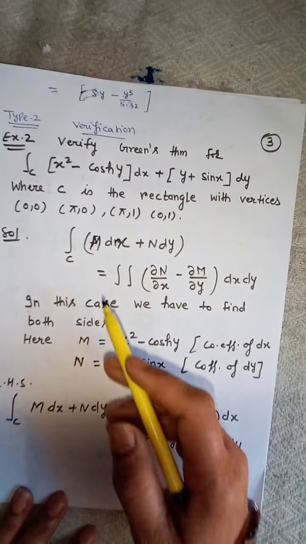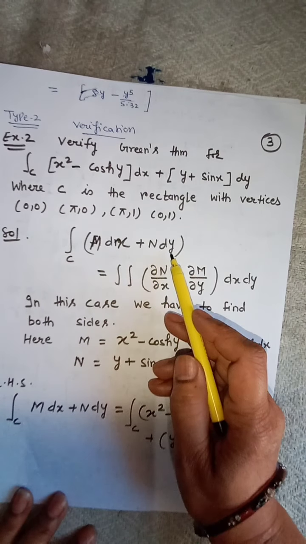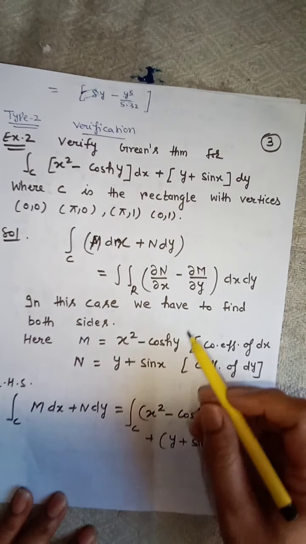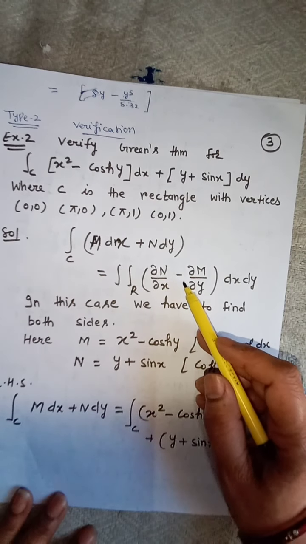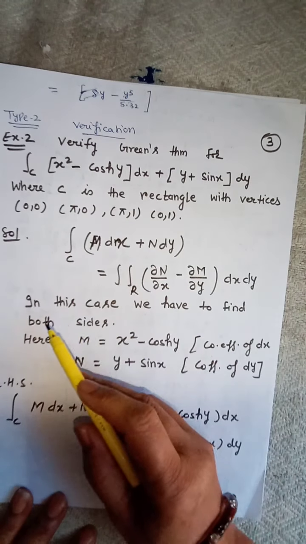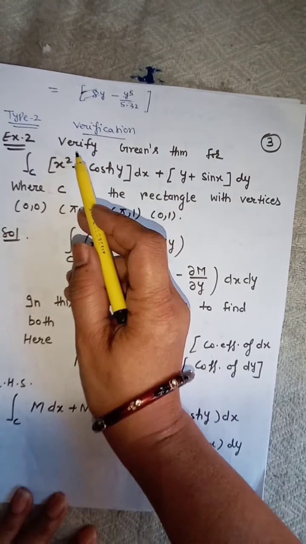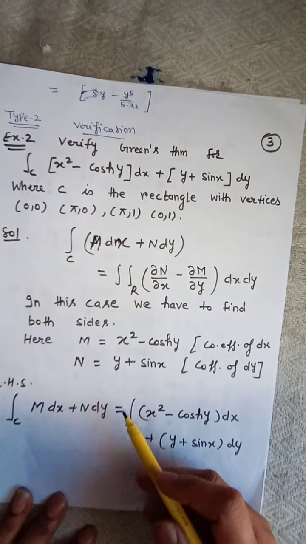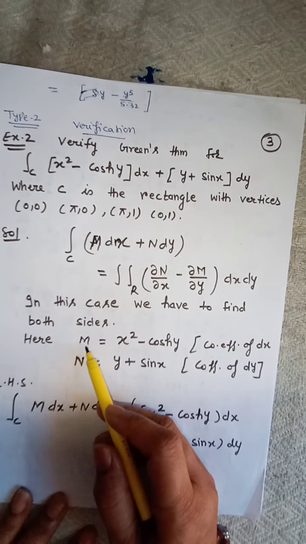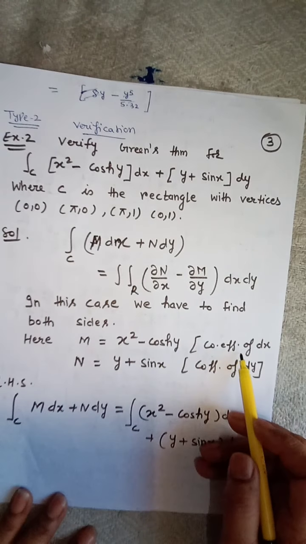Now according to Green's theorem, integral c m dx plus n dy is equal to the double integral over the region R of curly n by curly x minus curly m by curly y dx dy. In this case, we have to find both sides because this question is of verification. In verification, we find both sides. Now here first we find m. Here m is equal to x square minus cos hyperbolic y, that is the coefficient of dx.